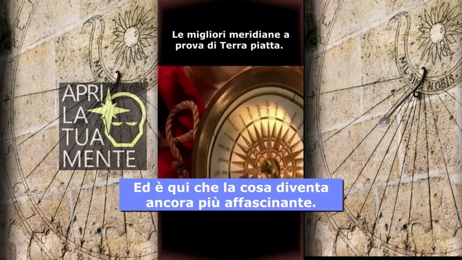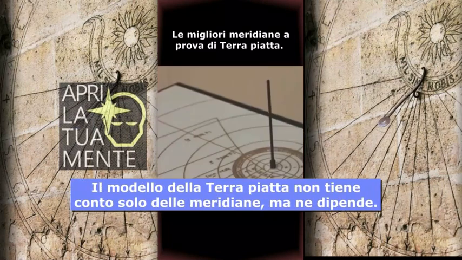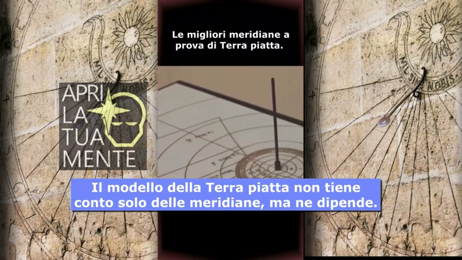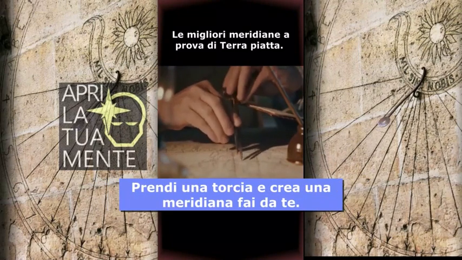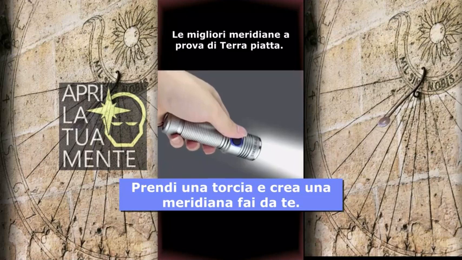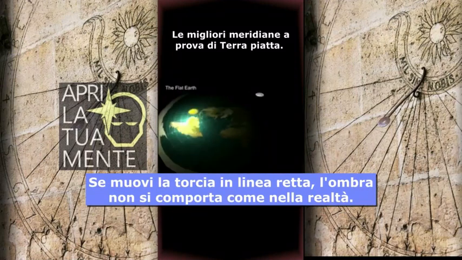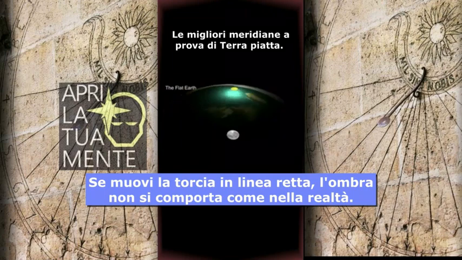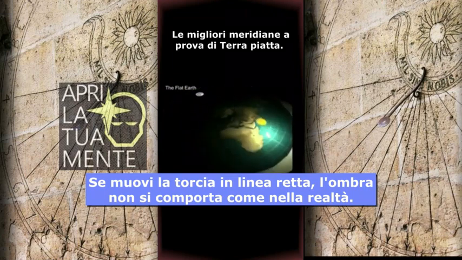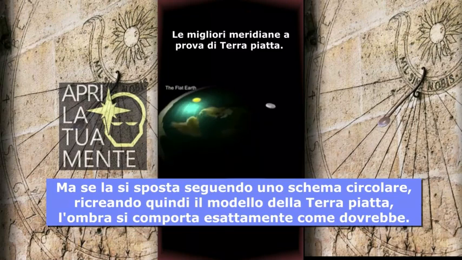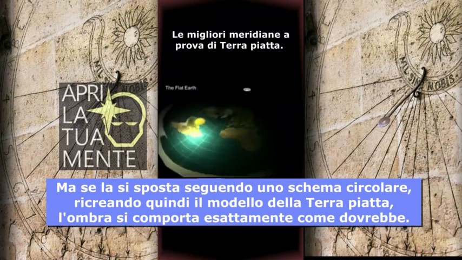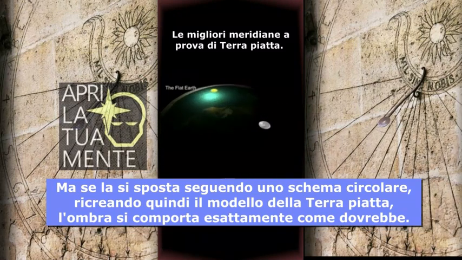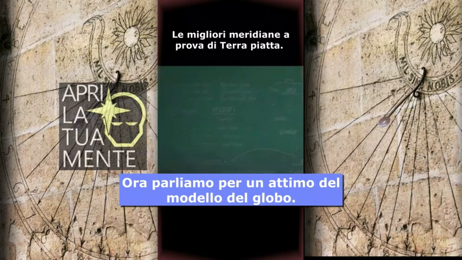Here's where it gets even more fascinating. The flat Earth model doesn't just account for sundials, it depends on them. But this isn't just theory, it's something you can test yourself. Grab a flashlight and create a DIY sundial. If you move the flashlight in a straight line, the shadow behaves nothing like it does in real life. But if you move it in a circular pattern, therefore, recreating the flat Earth model, the shadow behaves exactly as it should. Now let's talk about the globe model for a second.